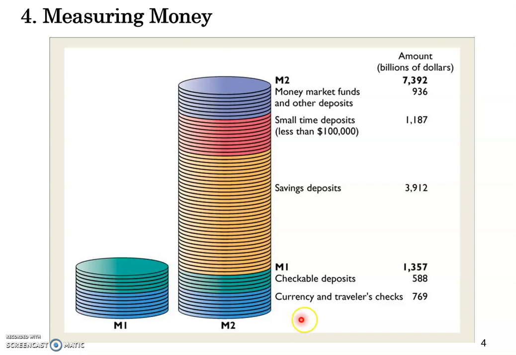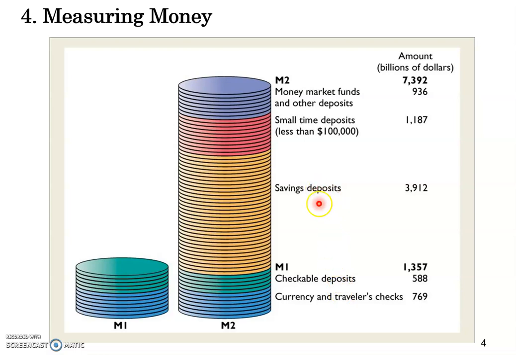Okay, as you can see here in M1, cash, traveler's checks, money in your checking account, it's ready to be spent, to be used. So for example, you can use your debit card, right? Shopping groceries. You can also write a personal check. So the money would be taken out of your checking account, right?